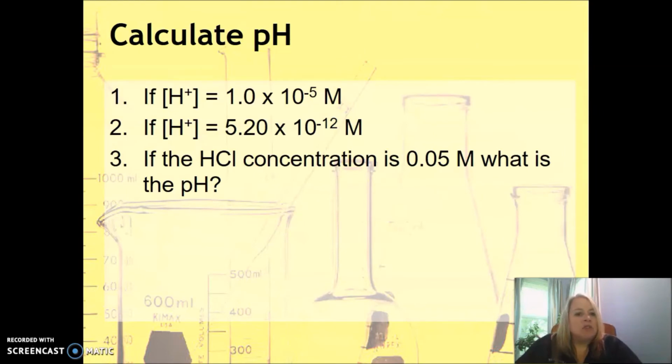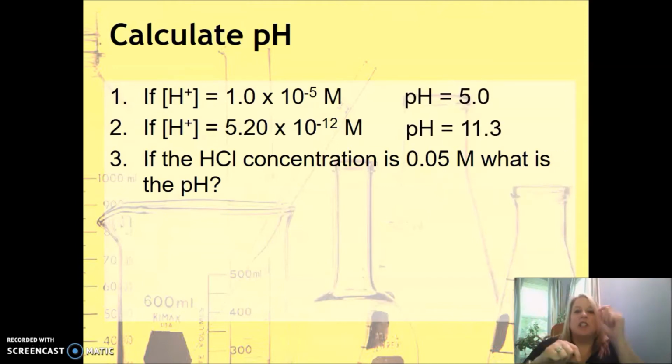So let's do some more practice. So here are 3 different hydrogen ion concentrations. What I want you to do is pause the video, type these into your calculator, and see if you can get the correct answer. Now the first one's kind of easy, because if you take the negative log of a number that's 1 times 10 to the whatever, it's just the positive of the number. So for the first one, you should have just gotten 5. Make sure you're doing negative log number. When you do the negative log of 5.2 times 10 to the negative 12th, your calculator should have spit out 11.3.